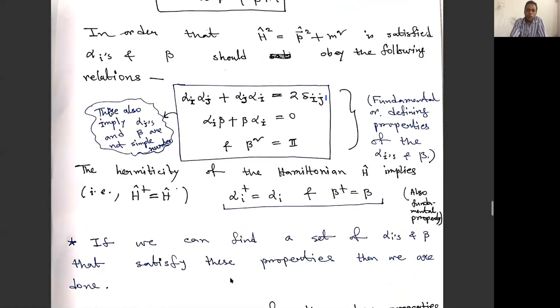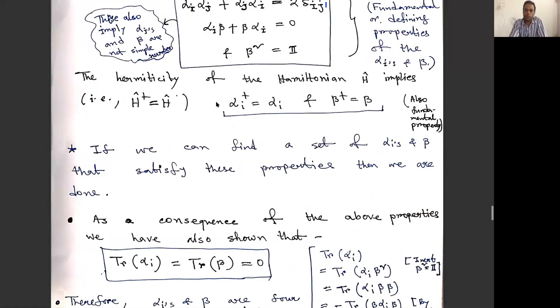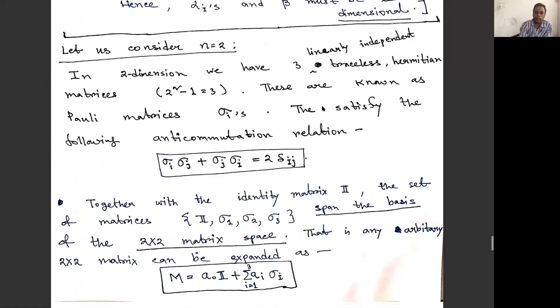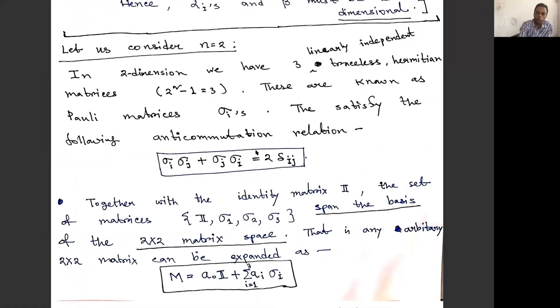The solution. Okay. Now in 2 dimension, I know that there are 3 linearly independent traceless Hermitian matrices. There exist 3 linearly independent, but there can be more traceless Hermitian matrices, which may not be linearly independent to each other. So let's see, 3 of them are linearly independent, which we can definitely take: the sigma i's which satisfy this relation. So I can take my alpha i to be the sigma i's themselves.